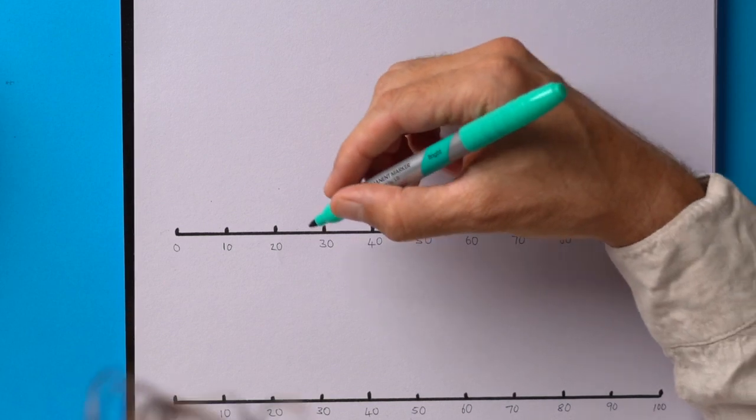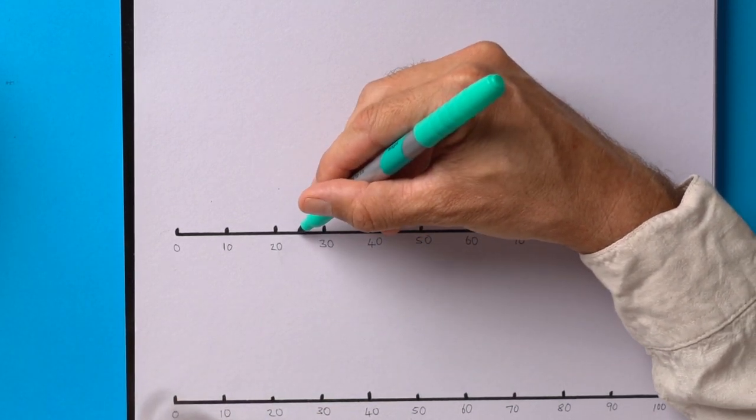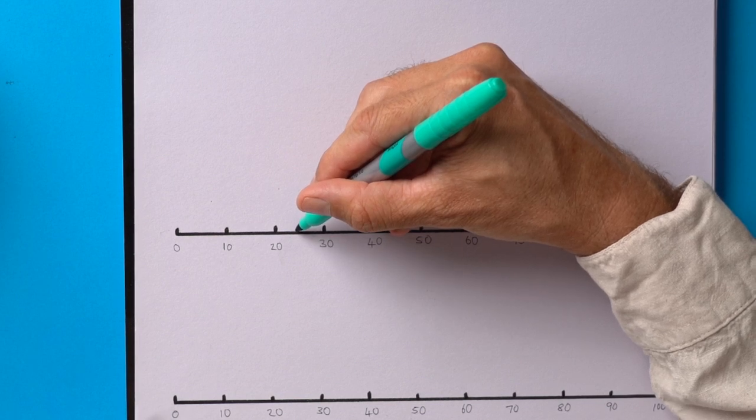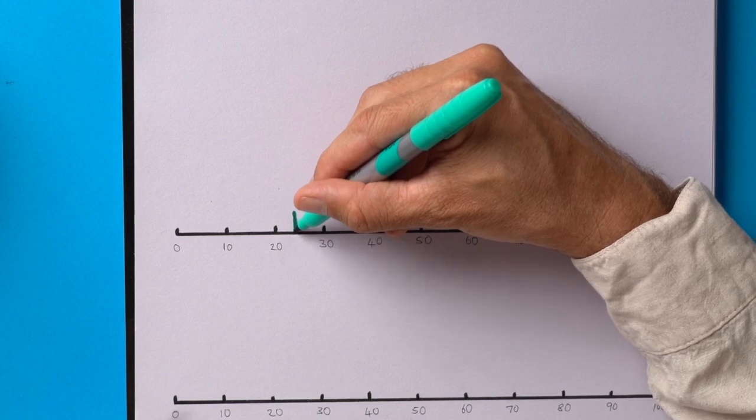Our first step is to find our starting point. And in this example, it's going to be 24. Now, 24 is between 20 and 30, and it's a little bit closer to 20 than it is to 30. So I'm going to put my starting point just here.